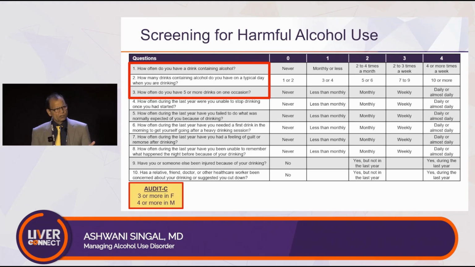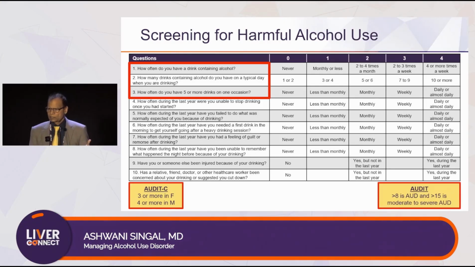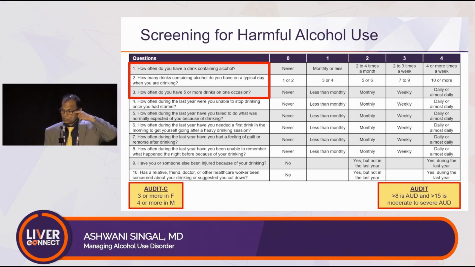And if you score more than 3 in a female and more than 4 in a male, you can identify alcohol use disorder. If you end up doing the whole test or AUDIT tool, you can stratify diagnosis of alcohol use disorder at a score higher than 8. And the higher the score, the more severe is the disease or disorder. At 15, you can make a diagnosis of moderate to severe alcohol use disorder.